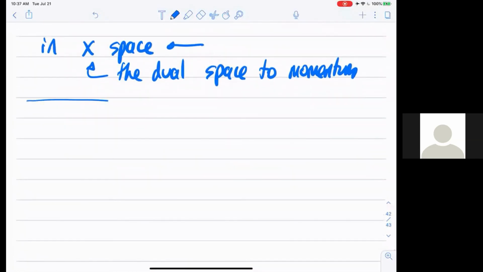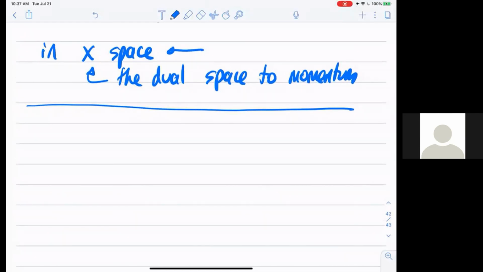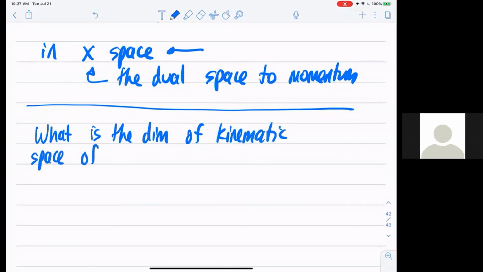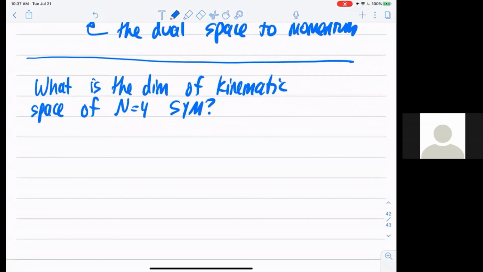So the upshot is that, just to summarize in my very last slide, the easiest way to explain clearly how to think about this is the following. Let's ask the question, what is the dimension of the kinematic space of N equals 4 super Yang-Mills? So if you think about it, let's do the counting in two different ways. Let's do it in the naive way, and let's do it using momentum twisters. In naive counting, you would say you have n massless particles. Okay, so each particle is specified by a null momentum. So we have 3n degrees of freedom for n null momenta.